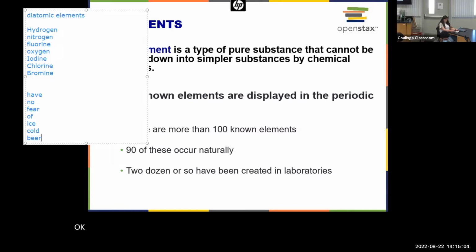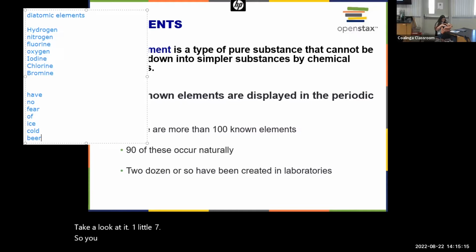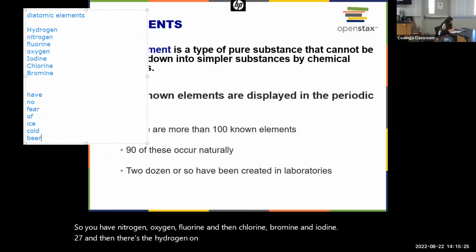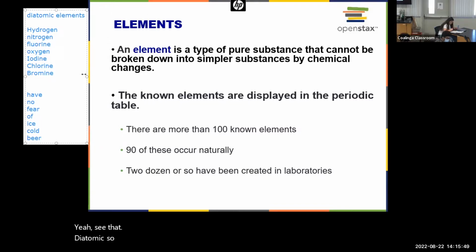Okay, so you also take a look at your periodic tables. Everybody has their periodic table available. If you take a look at it, it forms a little 7. You have nitrogen, oxygen, fluorine, and then chlorine, bromine, iodine. Forms a 7, and then there's the hydrogen on the side. So, diatomic basically means di meaning 2 atoms. Okay, so it has 2 atoms.